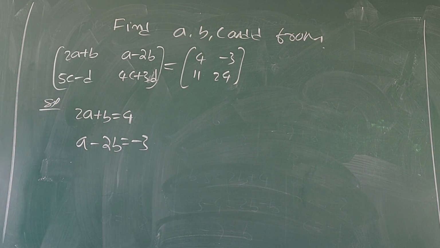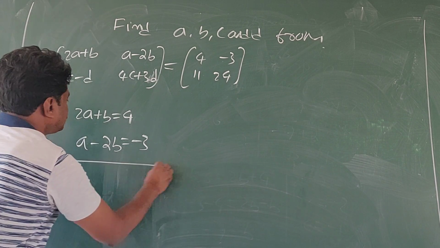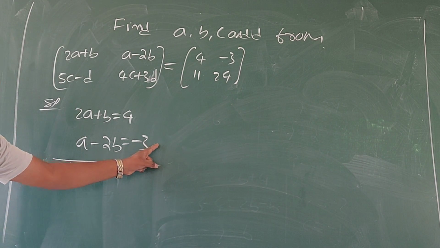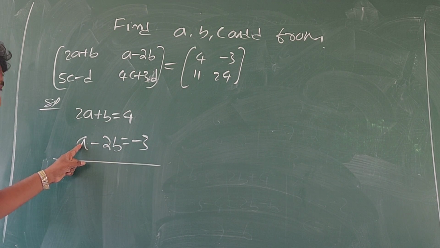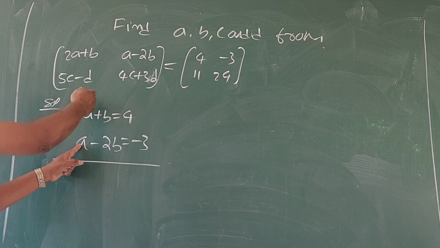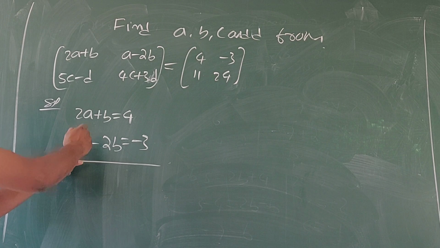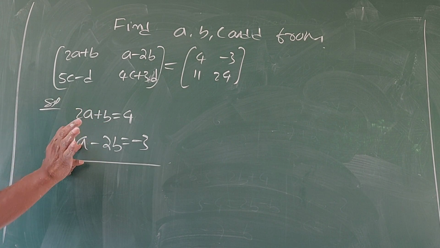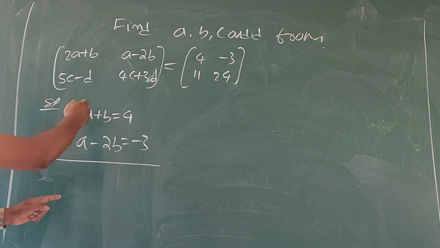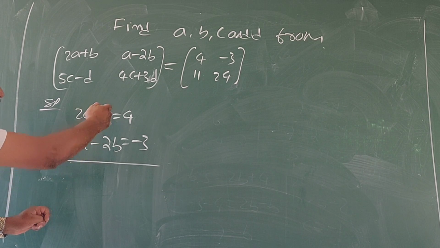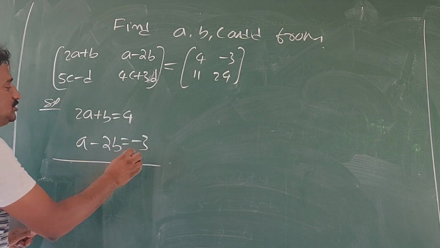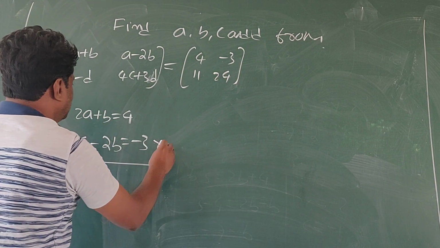Let us solve. You know how to solve linear equations. If I multiply the second equation by 2, I am going to get 2A. On subtracting 2A from A, A gets canceled. So if A gets canceled, surely you will get the B value. Let us do that.